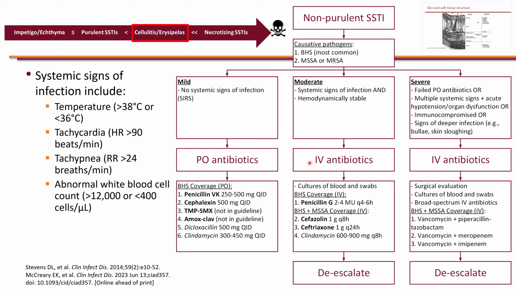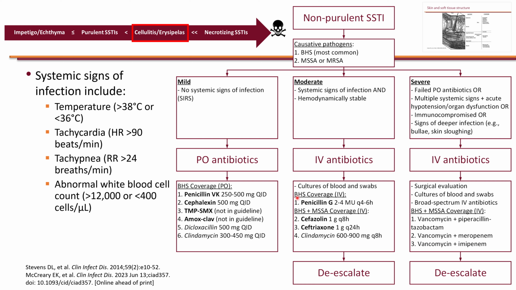With moderate, IV antibiotics. These patients typically get hospitalized not only because of IV antibiotics, but because this is getting one step closer to severe, which can lead to necrotizing skin and soft tissue infection. So this is why, although these patients are hemodynamically stable, we use IV antibiotics, because we want to manage this as soon as possible to minimize the risk of necrotizing skin and soft tissue infections. For these patients, of course, cultures of blood and swabs of the infection site are recommended.